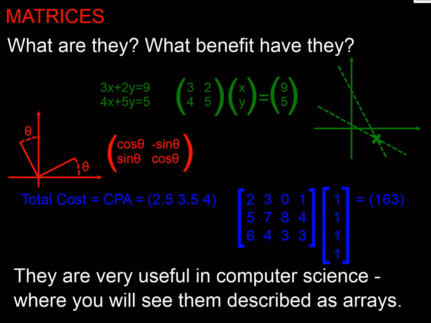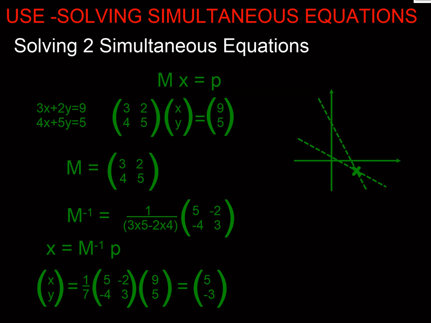Matrices are really useful in computer science, where you'll see them described as arrays. If you think about it, it's like the spreadsheets we've seen, where you've got rows and columns and lots and lots of data, and you need to play around with it and do operations on it. That's what we're going to use matrices for. So I'm just going to show you some uses.